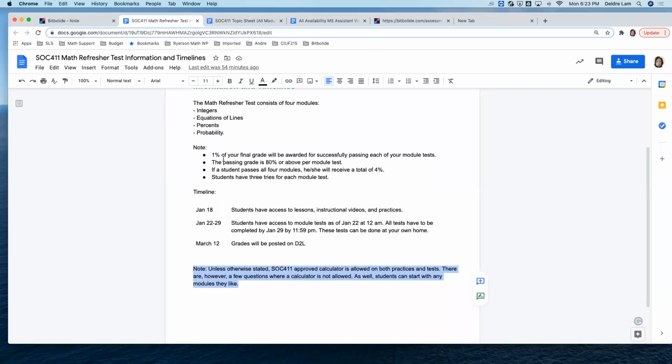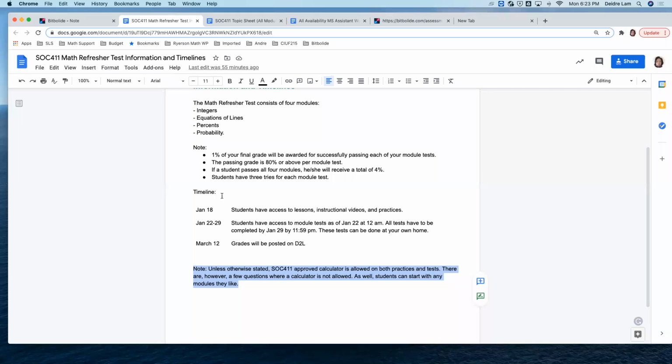Note that 1% of your final grade will be awarded for successfully passing each of your module tests. The passing grade is 80% or above per test. If a student passes all 4 modules, he or she will receive a total of 4%. Students have 3 tries for each module test.